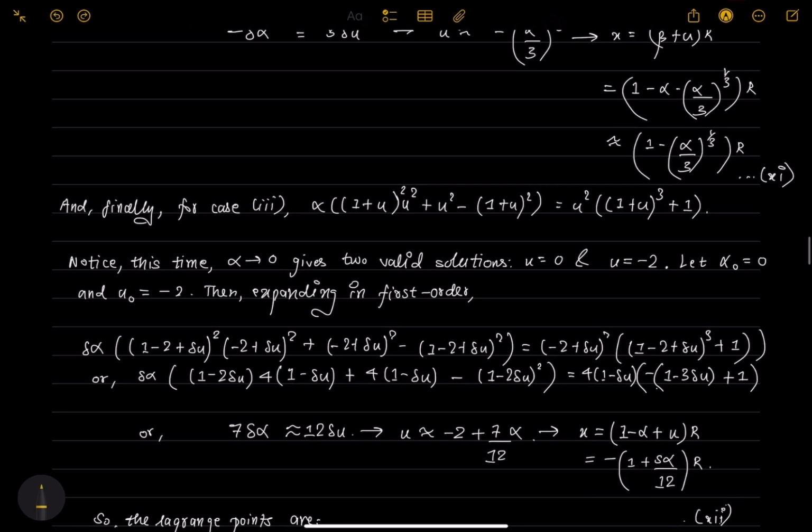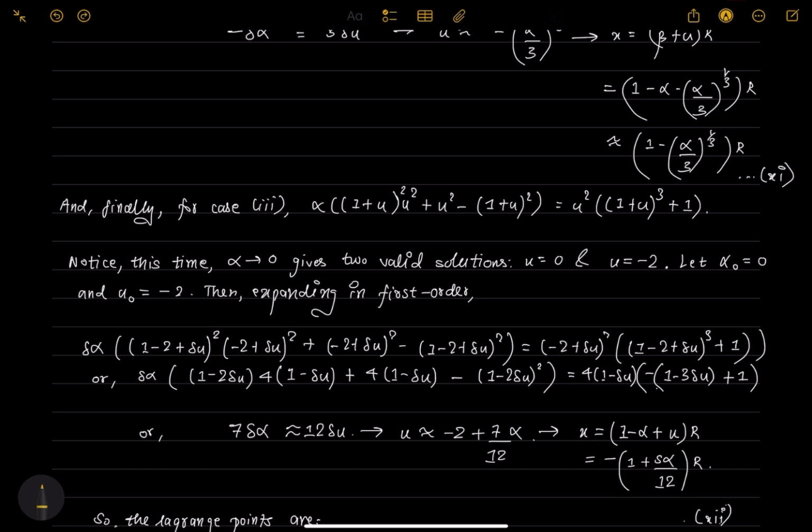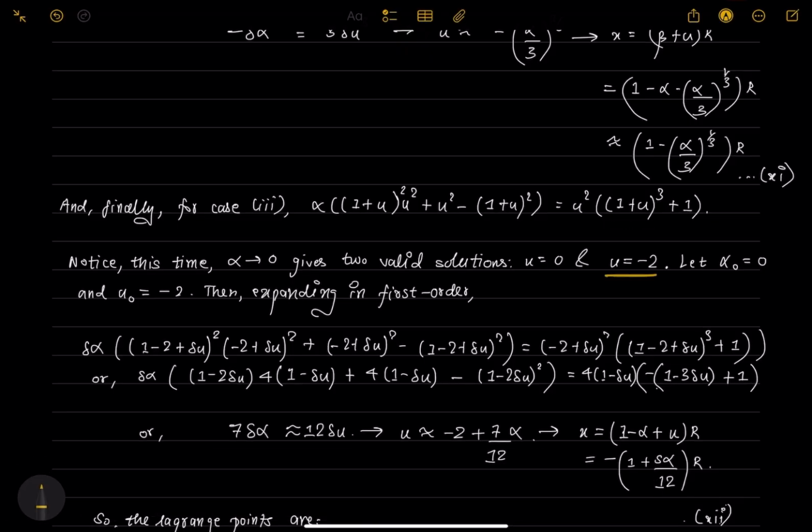Okay, so this time something's different. Notice that as alpha approaches 0, this gives two valid solutions for u, right? If this term approaches 0 from the LHS, then either the first factor of u squared can approach 0, right? That's one possibility, or this whole thing can approach 0, for which obviously u has to go to -2, right? So consider the u equals -2 solution first, right? So we're going to expand this whole thing near u equals -2 and alpha equals 0.